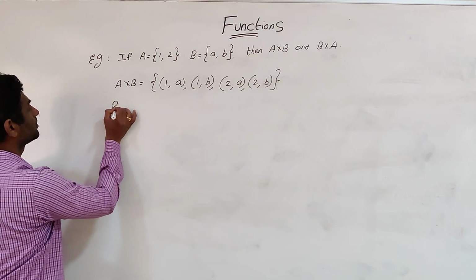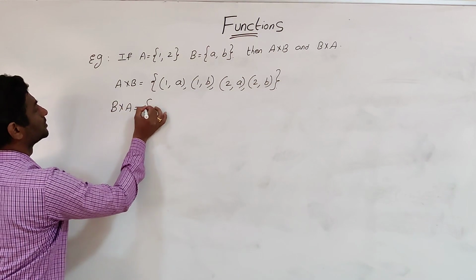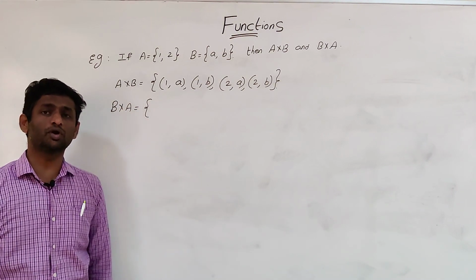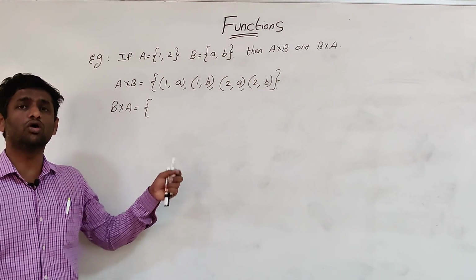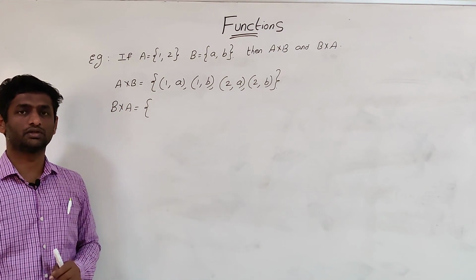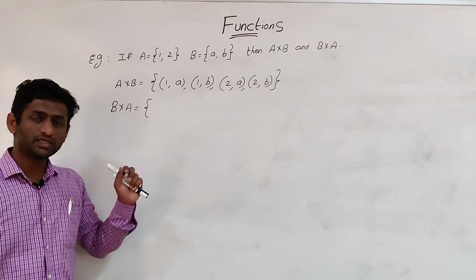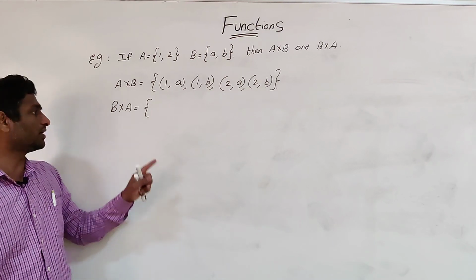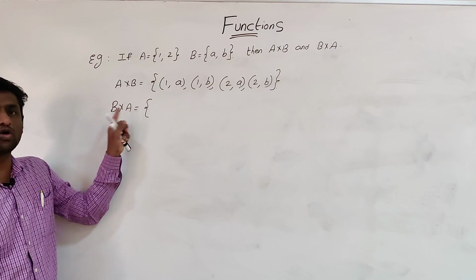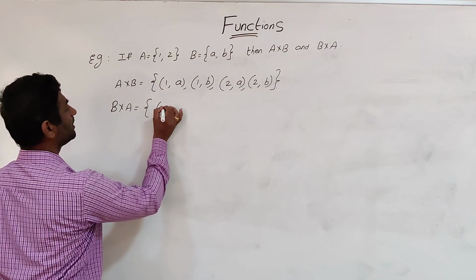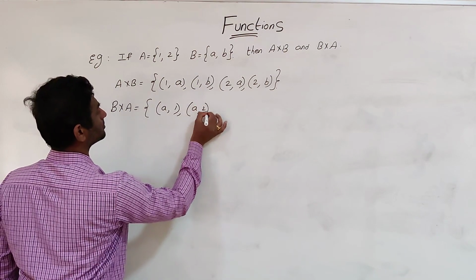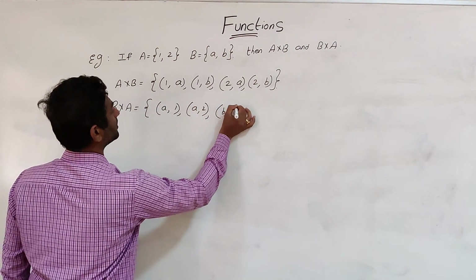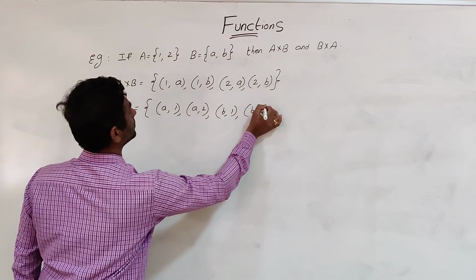Similarly, B cross A is also a Cartesian product, from set B to set A. It is the set of all ordered pairs where the first component is from set B and the second component is from set A. So that will be a comma 1, a comma 2, b comma 1 and b comma 2.